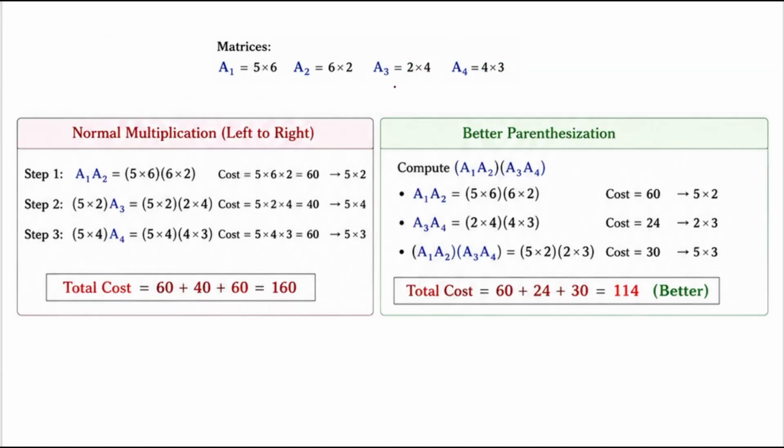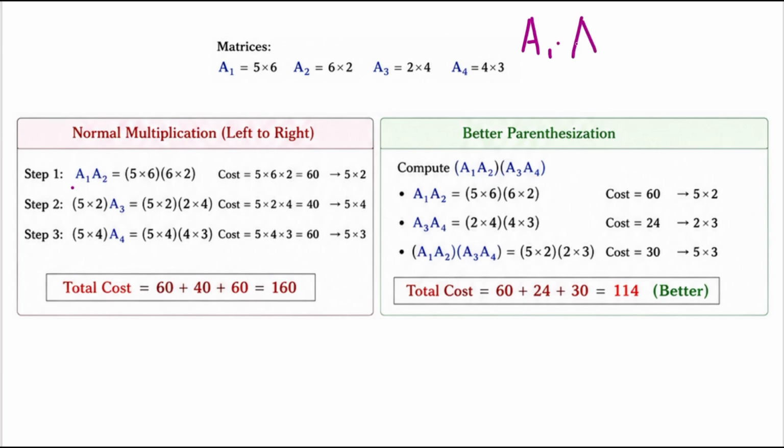So matrices are there, and we compare with the normal multiplication. Now how do we perform the normal multiplication? Left to right, right? Initially we multiply A1. So our problem is A1 into A2 into A3 into A4. This is the scalar multiplication.